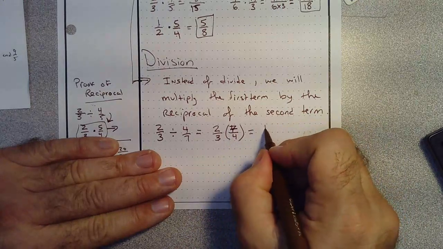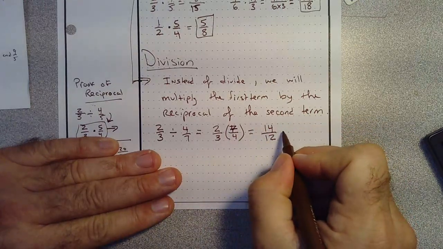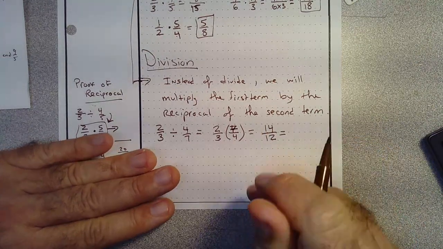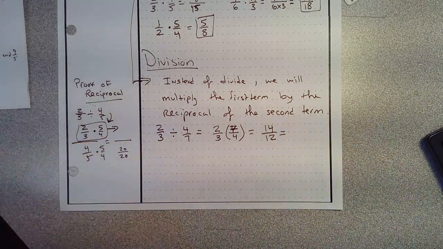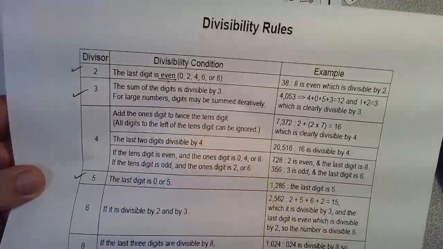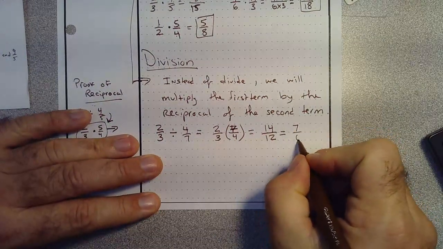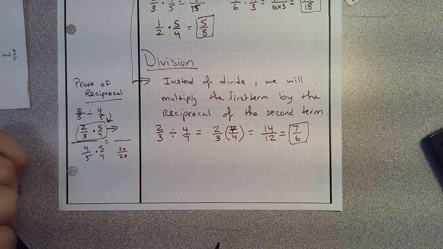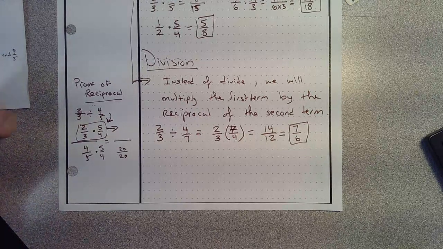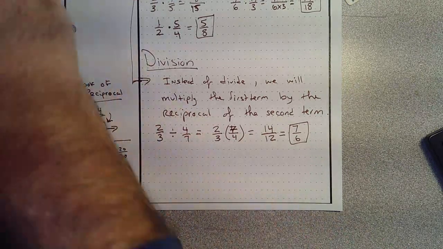So 2 times 7 is 14. 3 times 4 is 12. We have a common factor of 2. You could go back and check the other side of your multiplication chart. We have 2 even numbers, so we can divide both those by 2 and get 7/6. Totally fine. Let's do another example.